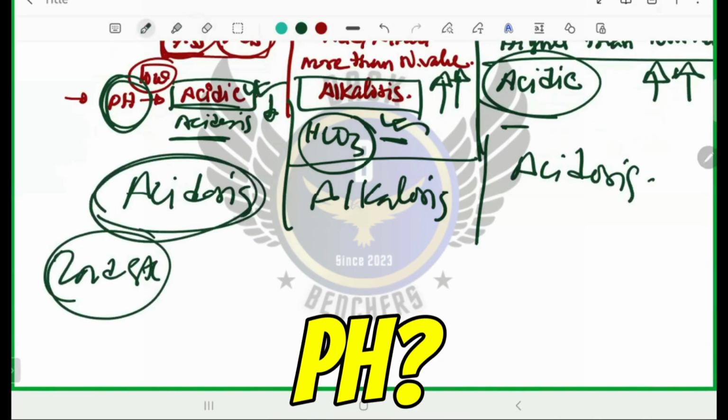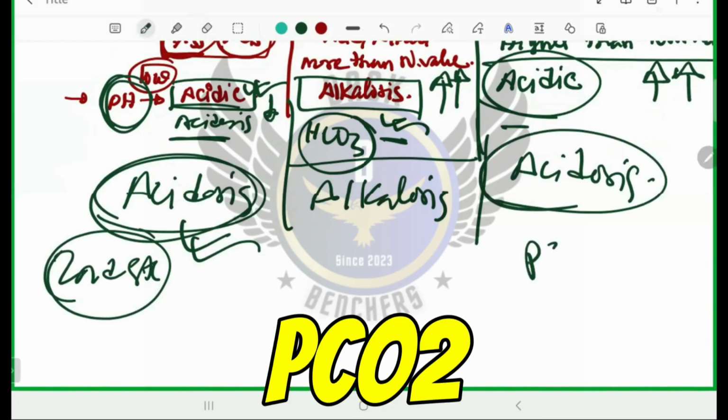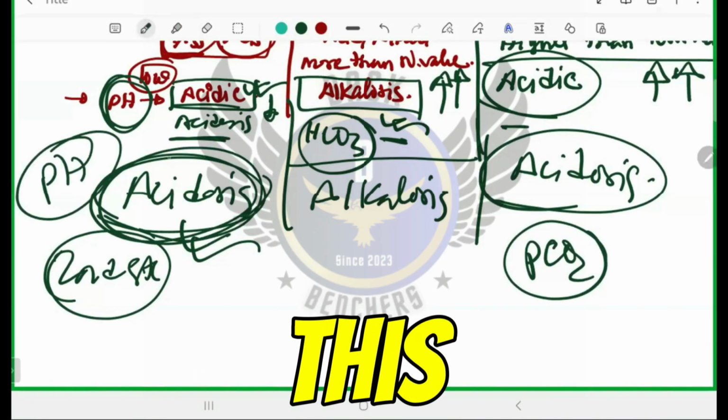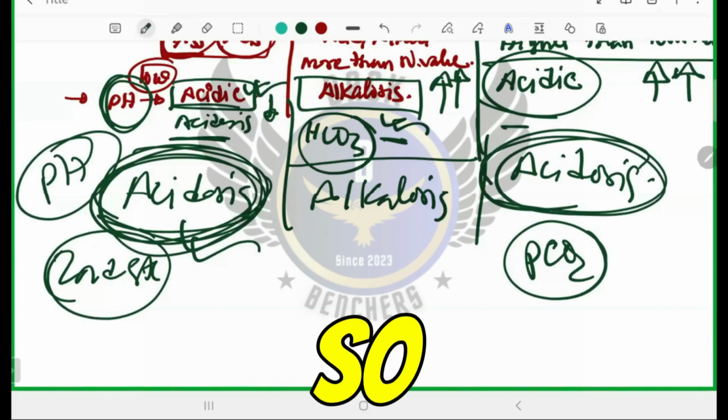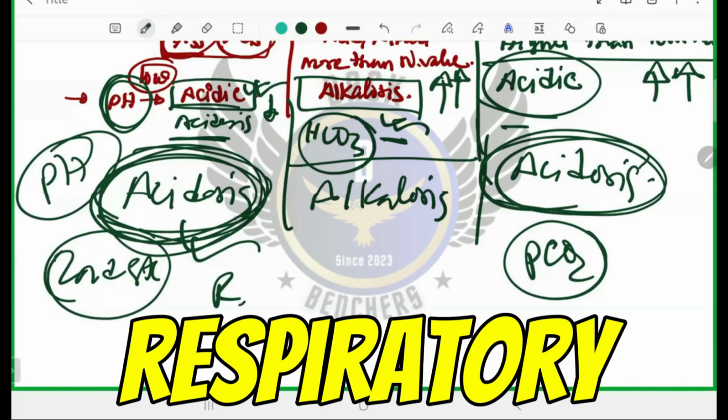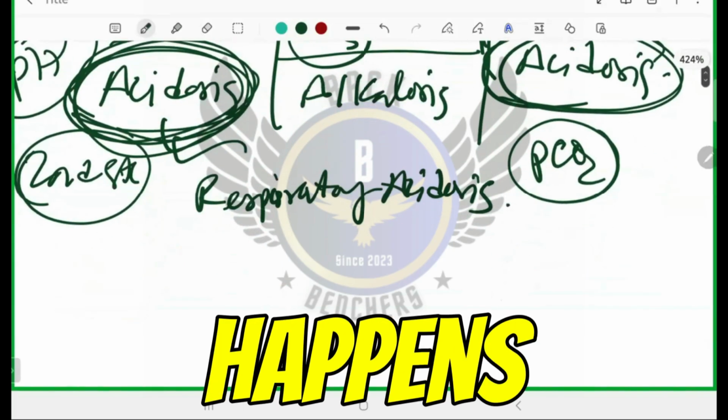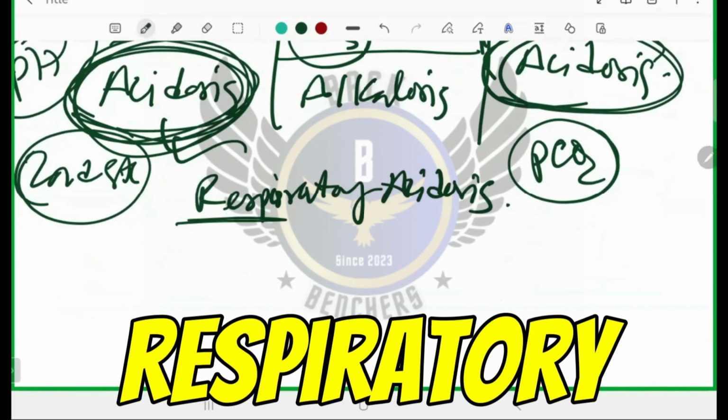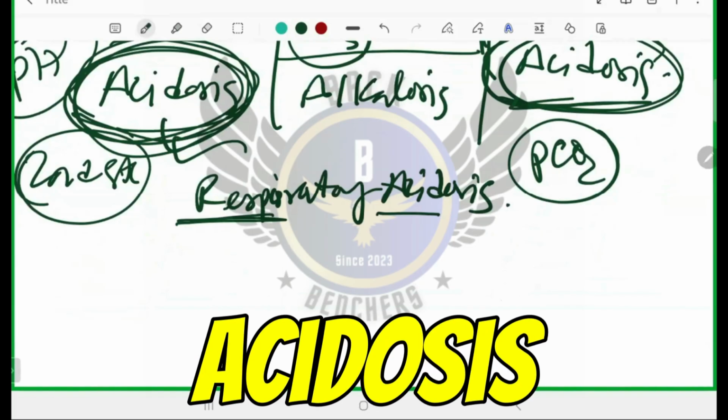Which one matches the pH? Only PCO2 matches the pH. This one says acidosis, and this one says acidosis. So this will be respiratory acidosis. Now, what happens whenever there is a respiratory problem? It matched respiratory, that's why it's respiratory acidosis.